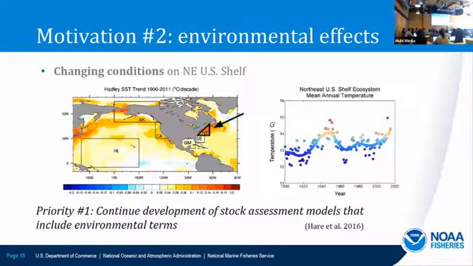All right, so that was all not considering environmental effects, just the general WHAM state-space framework. The second big motivation is to easily incorporate environmental effects. This is motivated in part because the Northeast US shelf has been rapidly warming, a lot more than the rest of the world. And in some of the climate action plan documents at the Northeast Center, the number one priority recommended has been to continue development of assessment models that can include environmental terms.